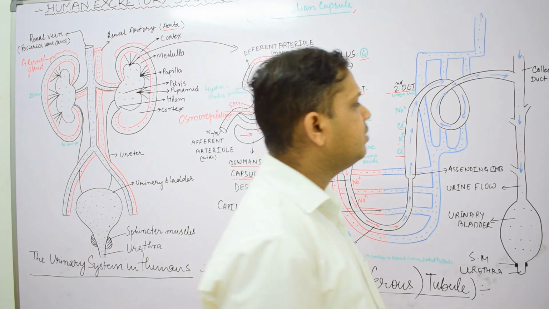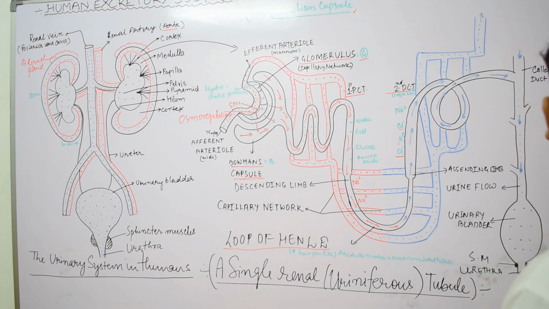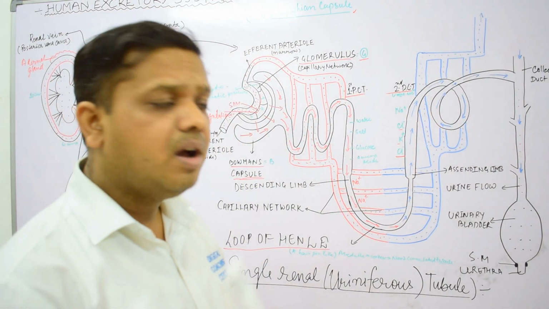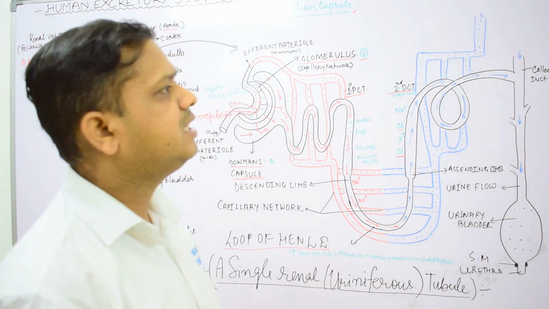Now we will understand one more important thing about the renal tubule. I would like to tell you the important information that 1 to 2 liters of blood per minute passes through the kidney.